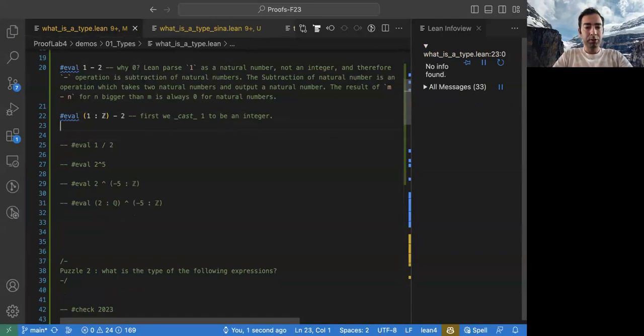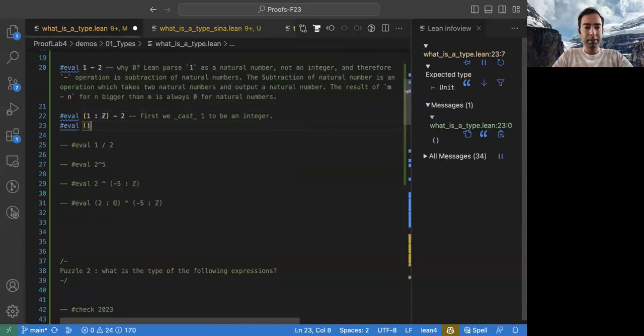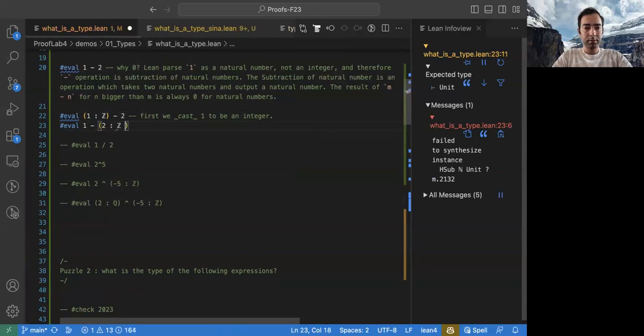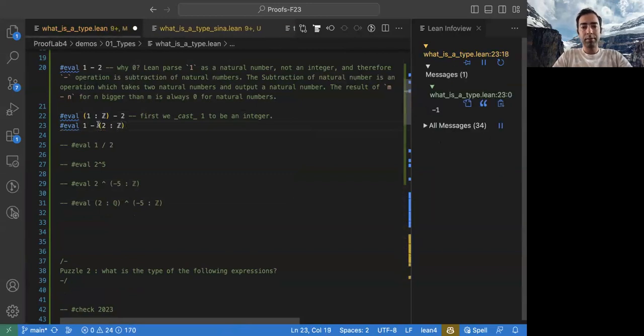Okay, actually, just to try that, both options give the same answer, just to see that. So this is also -1. But is there a meaningful difference between the two expressions, or the way that Lean parses them?